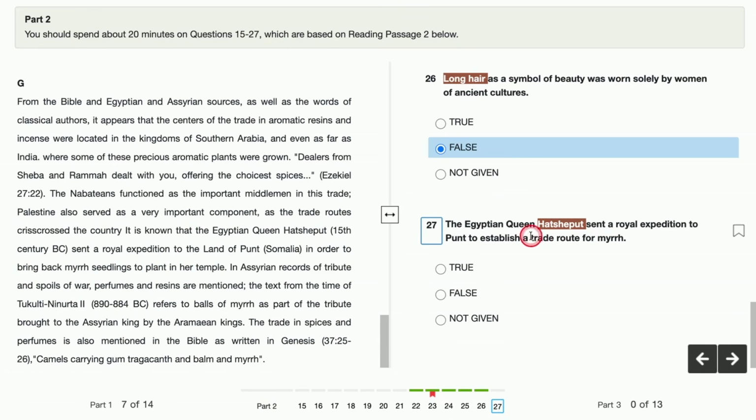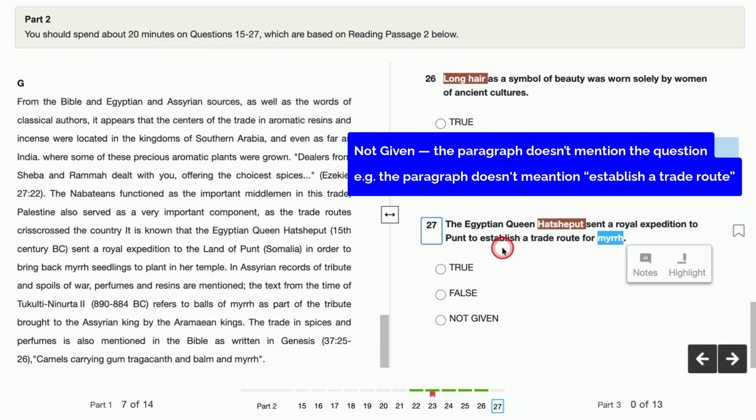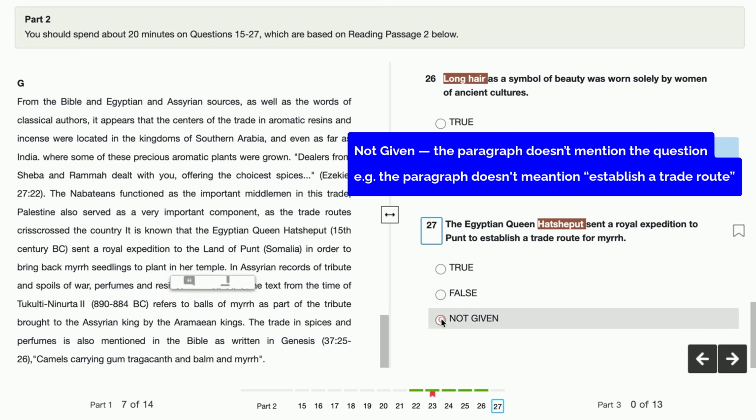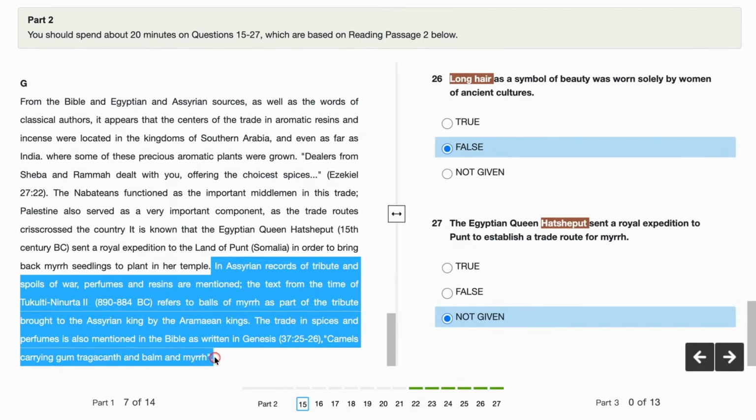So the paragraph only says the queen brought this back to plant in her temple. It doesn't say the queen established a trade route for this, right? Establishing a trade route is a big project. The paragraph doesn't say if the queen established a trade route or not. The paragraph only says the queen brought back this to plant in her temple. So the answer is not given. And the remaining paragraph doesn't mention the queen again, so I think the answer is not given.